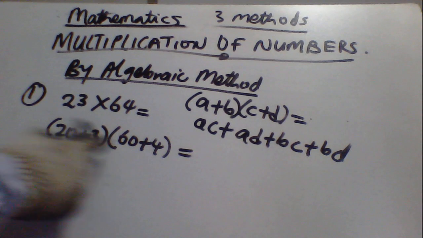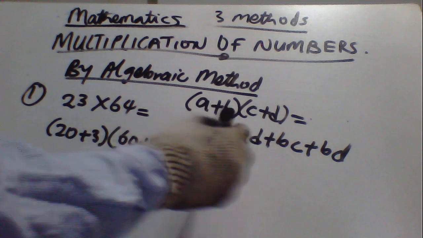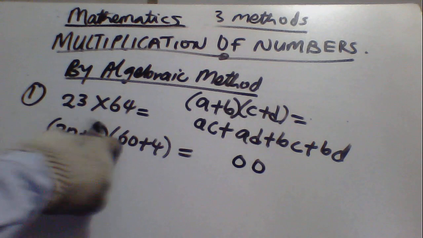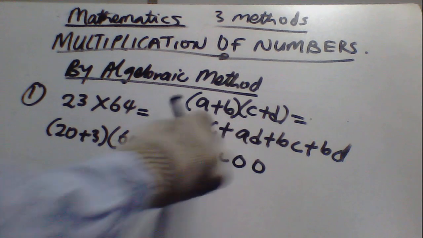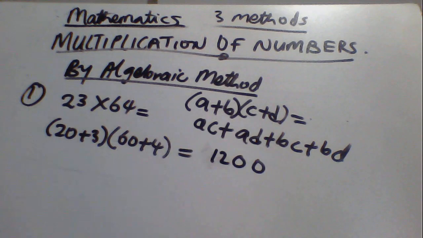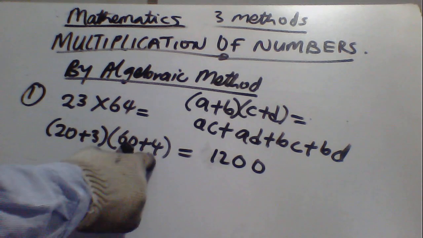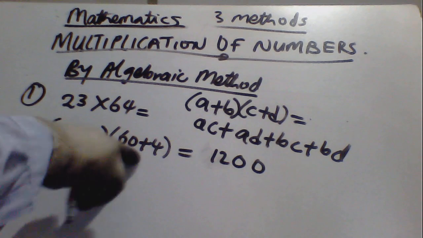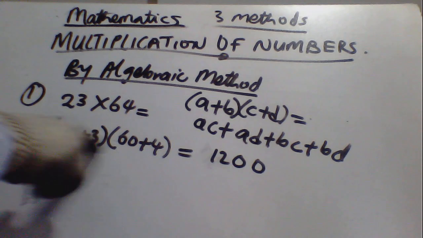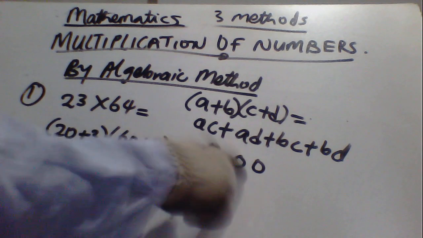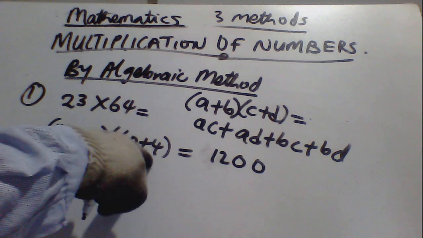So multiplying 20 by 60 will give us what? There are two zeros, so we write two zeros. 2 times 6 will give us 12. So that is the first thing. The second is 20 times 4. Using the first one, you multiply everything here. Remember there's a plus. Then using the second, you multiply everything. So 20 times 60 will give us 1200. 20 times 4 will give us 80.